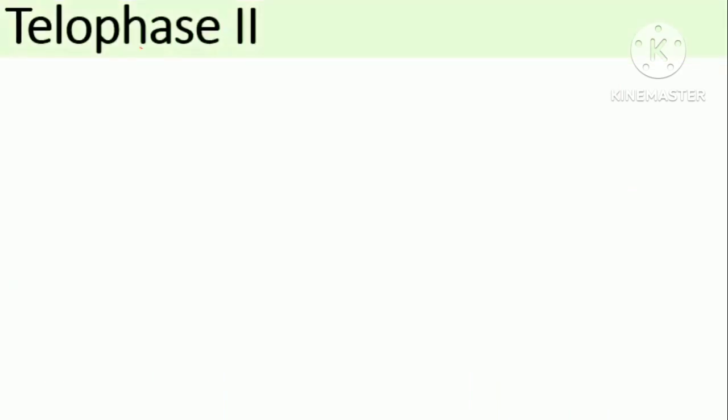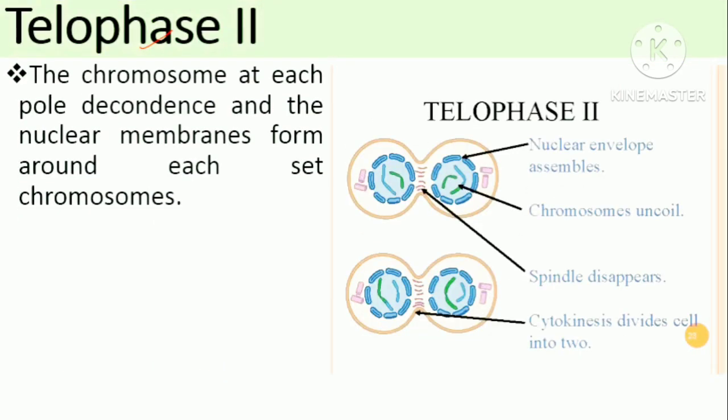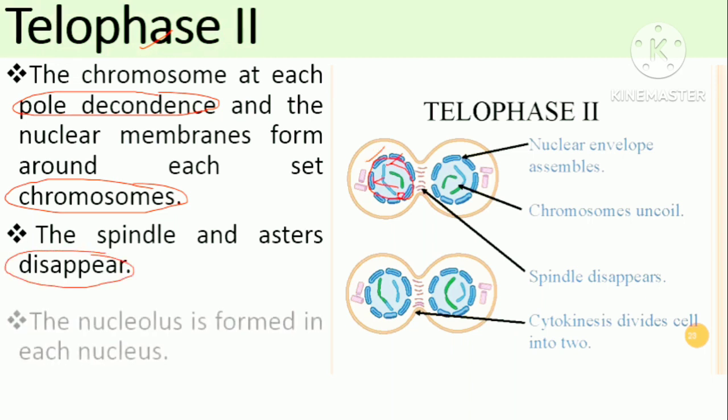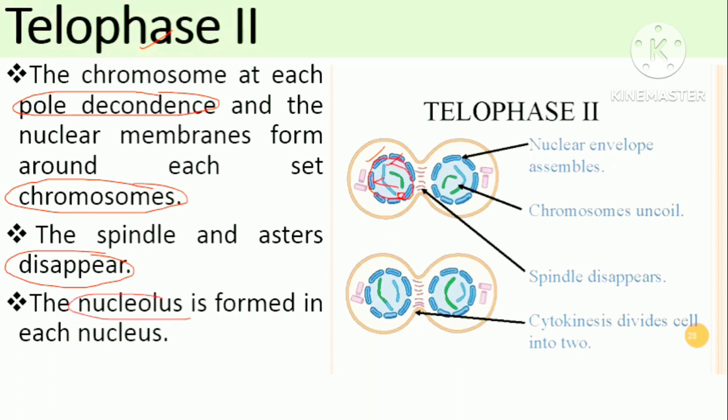Next comes telophase 2. Here the chromosomes at each pole decondense and the nuclear membranes form around each set of chromosomes. So the chromosomes will reach the opposite poles, the nuclear membrane will reappear, and there is appearance of the nucleolus again. The spindle fibers and asters disappear, and a nucleolus is formed in each nucleus.